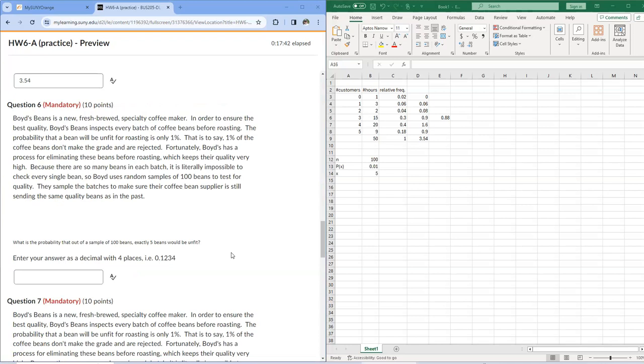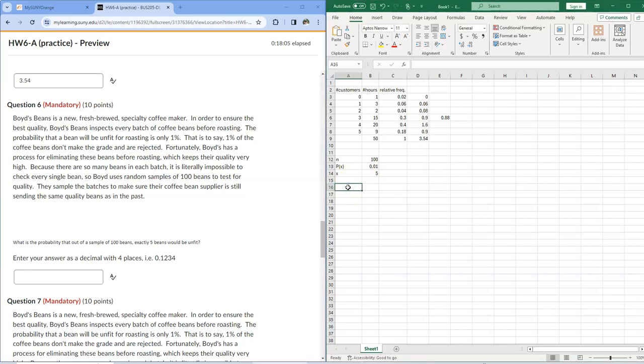And on to question 6. And here we have a paragraph. I'll let you read that on your own, but the information I've pulled out of it that I put on my spreadsheet: the sample size is 100. The probability of a coffee bean being bad is 1%, or 0.01. And this question is asking, what is the probability that exactly 5 beans would be unfit?